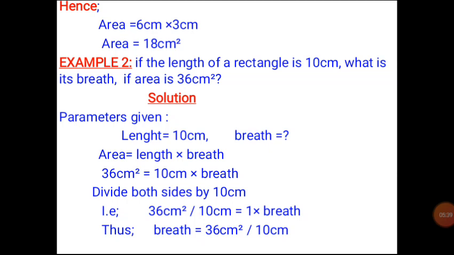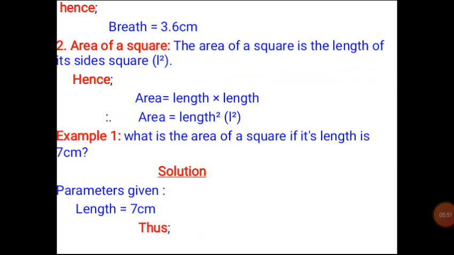So breadth equals 36 centimeter squared divided by 10 centimeter. Centimeter will cancel centimeter, therefore we have 36 centimeter over 10, which equals 3.6 centimeter. So the breadth in that question is 3.6 centimeter. Now, number 2 in this lesson is the area of a square.